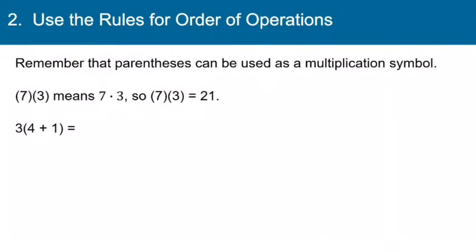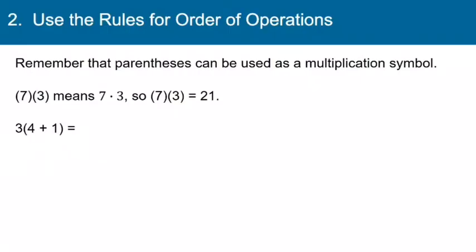Now we said work inside the parentheses first, but sometimes there's only one number inside the parentheses, and in that case there's nothing really to do in there. And the reason you might see that written that way sometimes is because, remember, parentheses can be used as a multiplication symbol. So 7(3) also just means 7 times 3. So 7(3) equals 21.